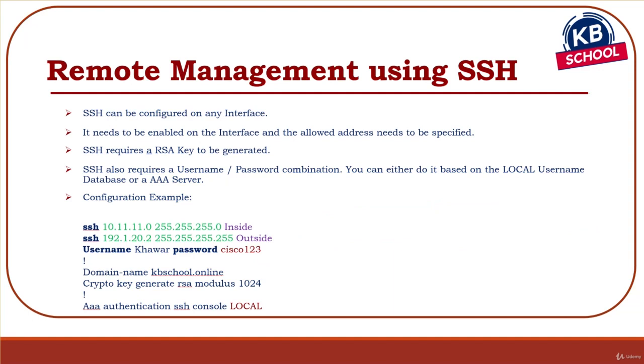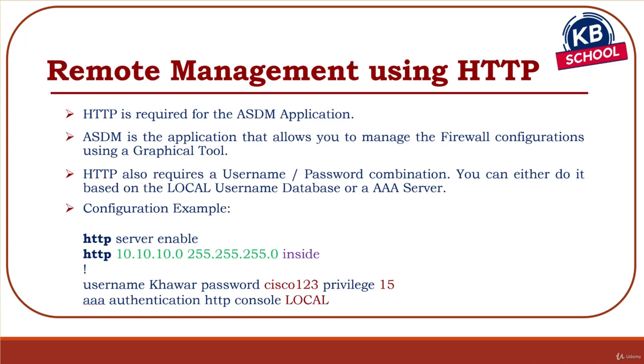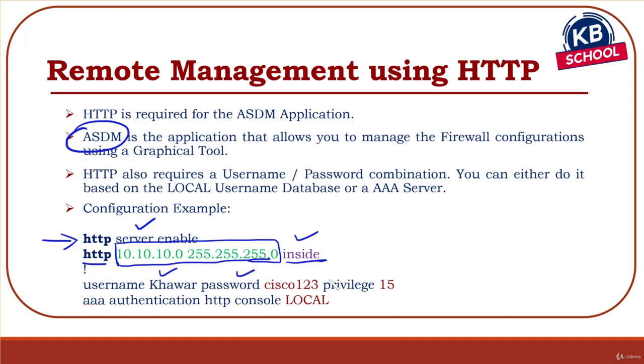The last one over here is your remote management using HTTP. Again, HTTP allows you the ability to use the ASDM, which is a graphical tool that will allow you the ability to manage the ASA from a graphical tool. I'll show you how to do that as well. In order to do that, the first thing, I need to enable the HTTP protocol generally overall. I need to enable my device as an HTTP server, then specify that HTTP is allowed on this particular interface from this source address. So I'm allowing it from the 10.10.10.0 network on the inside interface, create the username, password, set the privilege level to 15, giving it full access, which is required for HTTP ASDM access.